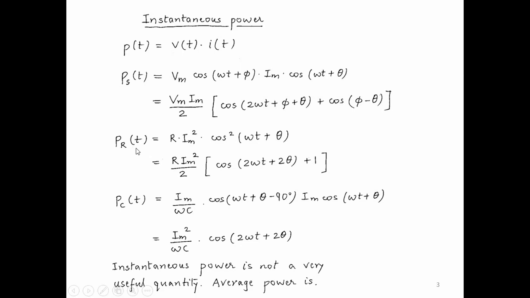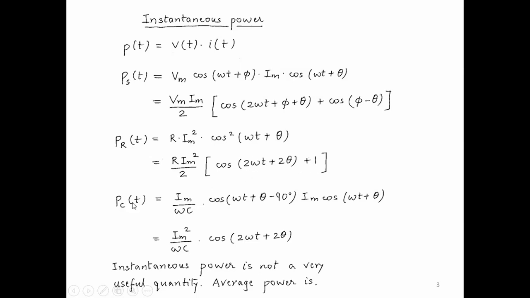What is the power in the resistor? V times I, and V is R times I, I'm sorry. So this is I squared R. And the cos squared omega t will give cos(2 omega t plus 2 theta) plus 1.